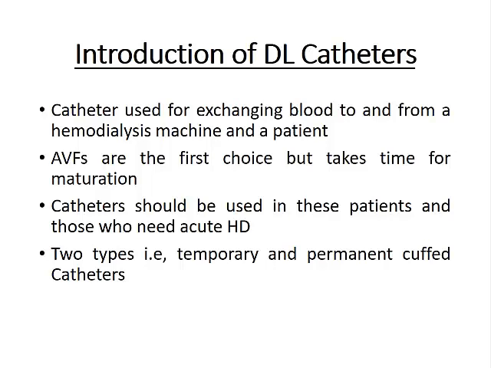First of all, introduction. Double lumen catheters are those catheters which are used for exchanging the blood to and from the dialysis machine and patient, and for this purpose AVF are the first choice, but they usually take time for maturation. So meanwhile we can use double lumen catheters for this dialysis. The catheters should be used in patients who are in acute need of hemodialysis. There are usually two types of catheters, temporary and cuffed catheters.